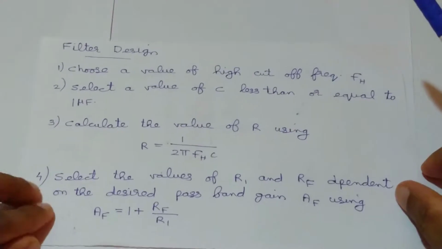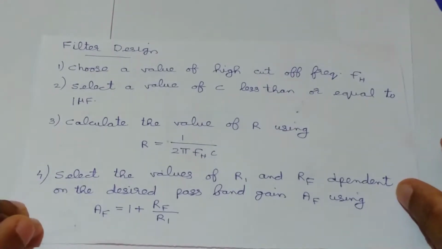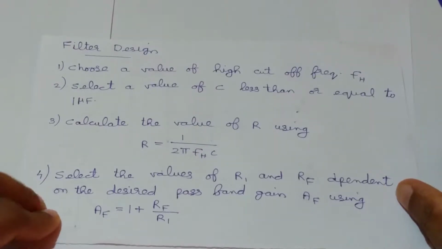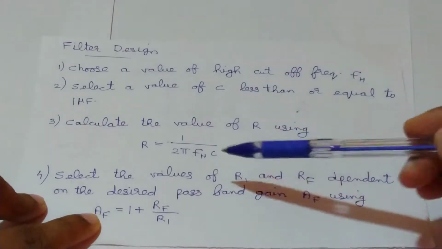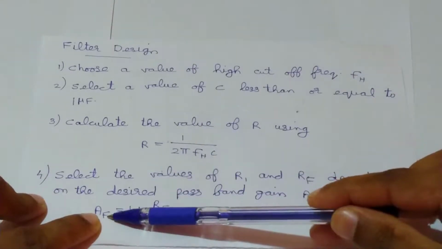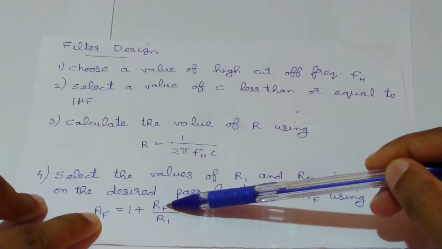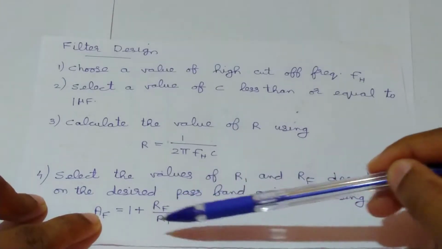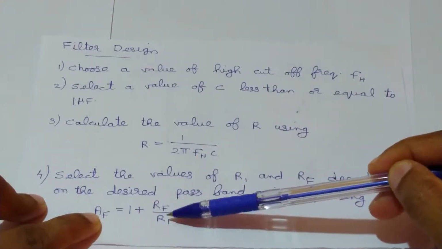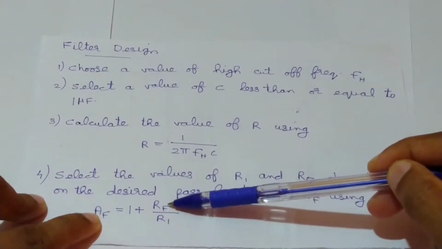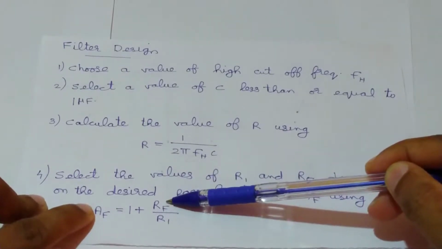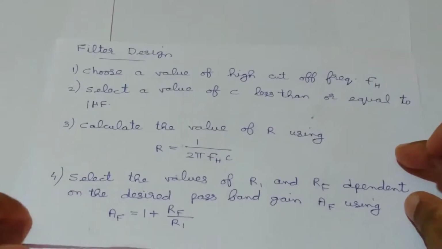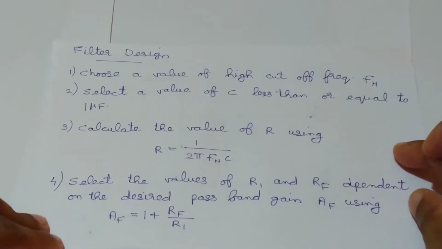Then select the values of R1 and RF depending upon the desired passband gain AF using AF is equal to 1 plus RF by R1. So for a required gain we need to calculate the value of RF and R1. In this case we will assume a value for R1 and we will calculate the value of RF for that required AF value. So these are the steps used for the design of the low pass filter.